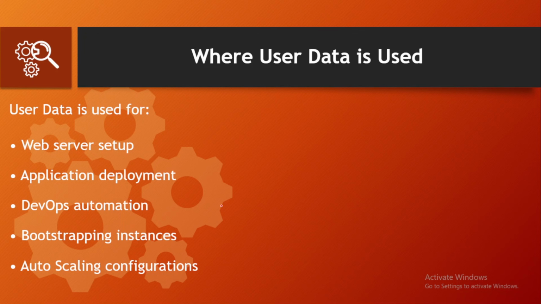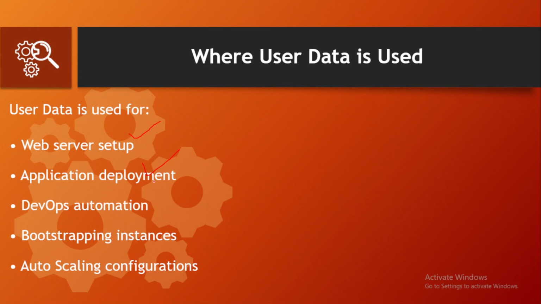Now, let's look at some real world use cases of user data. User data is commonly used for setting up web servers automatically. For example, installing Apache or Nginx during launch. It is also used for application deployments where the server is prepared to run an application immediately after the instance starts. In DevOps environments, user data is used for automation and bootstrapping servers.